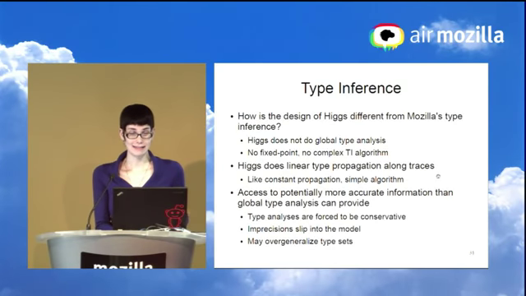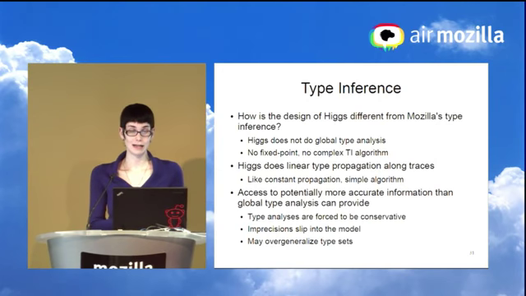So one question you might ask is, how is this different from, for example, the work that's been done on type inference at Mozilla? Well, the major difference is that Higgs doesn't do global type analysis of the program. There is no global fixed point, no complex type inference algorithm. It only does linear type propagation along traces. This is just like doing constant propagation along the traces, but where the constant represents types. So it's a very simple algorithm.